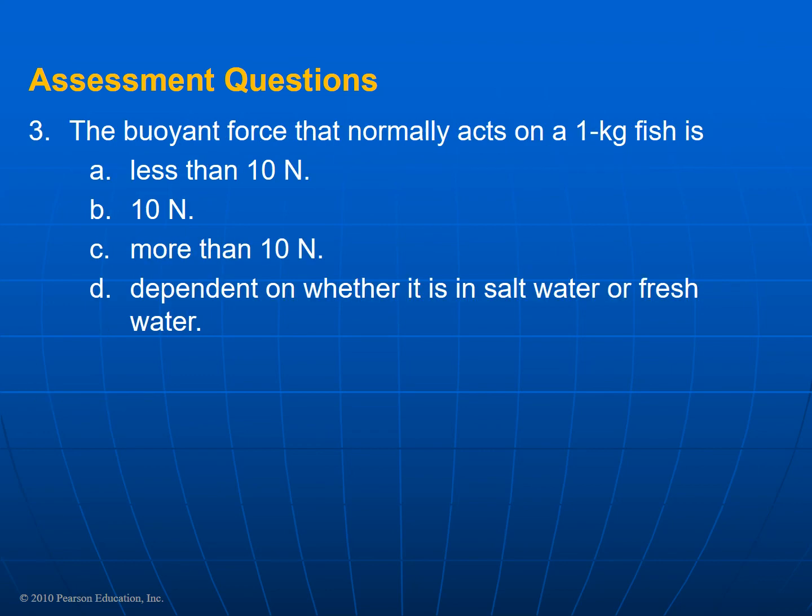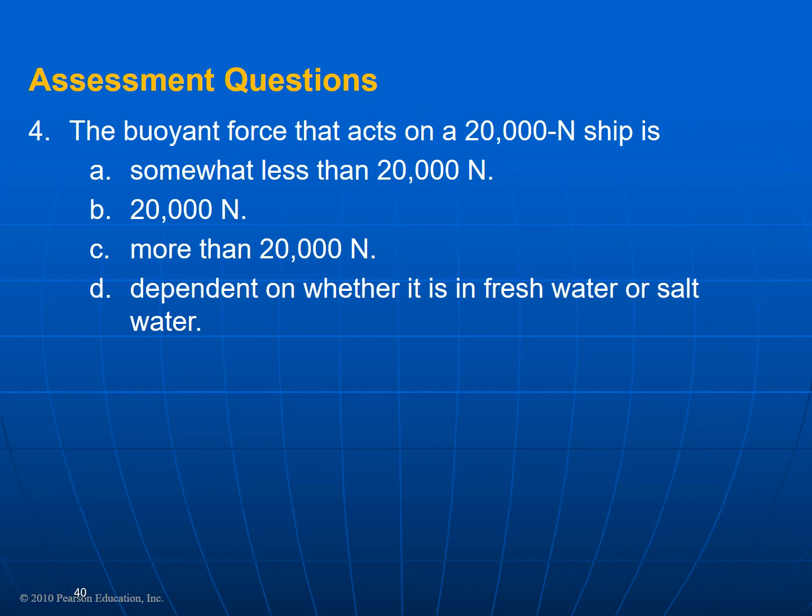Another question. Similar, the buoyancy force that normally acts on 1 kilogram of fish. How much? It's 1 kilogram of fish. I give you the mass, we ask you about the force. So 1 kilogram of fish will produce a weight of, obviously, 10 Newton. So the answer is B.